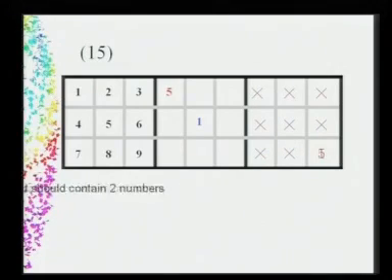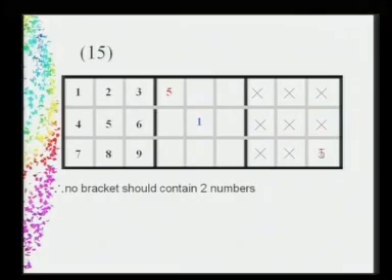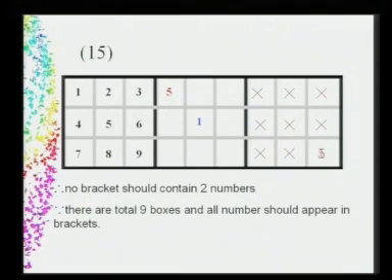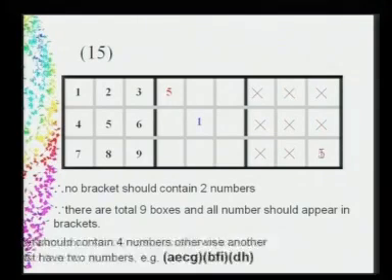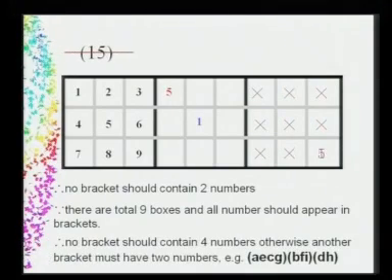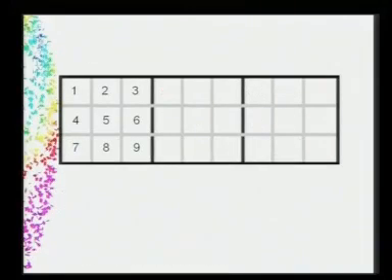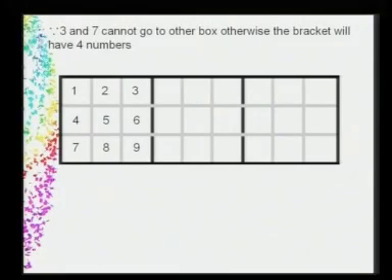So we can conclude that no bracket should contain 2 numbers. Since there are totally 9 boxes, and all numbers should appear in brackets. And no bracket should contain 4 numbers too. Otherwise, another bracket must have 2 numbers. For example, this one. And how about 153 and 157? 3 and 7 can't go to other boxes because the bracket will contain 4 numbers, which is rejected.